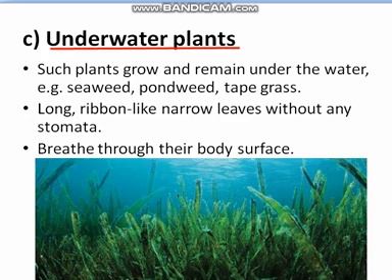Like here you can see in the picture, these are seaweeds which are completely submerged in the water.